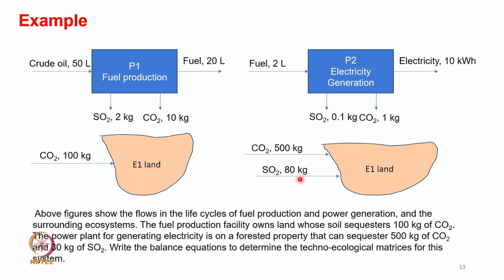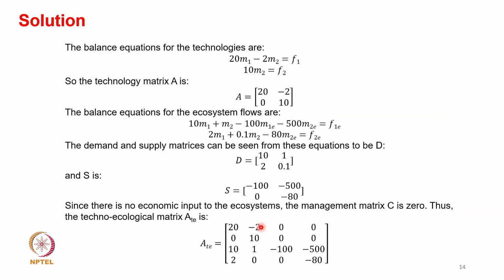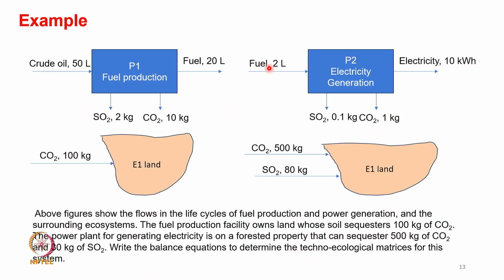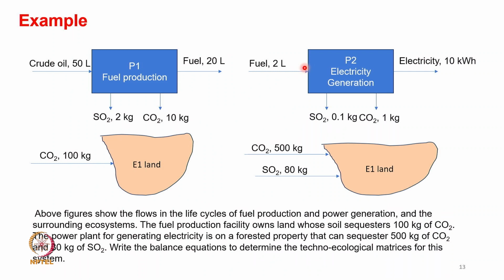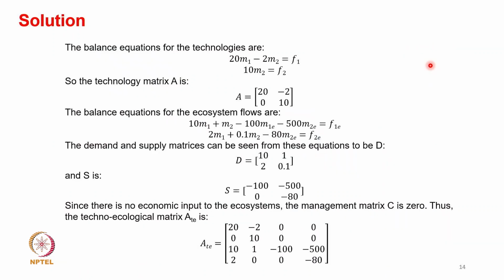So now how to write the balance equations for this entire system. Let's proceed in similar lines. The balance equations for only technology would be 20 m1 minus 2 m2 is equal to f1. Next, electricity is only output here, so 10 m2 is equal to f2. This would now aggregate together to form a matrix of 20, minus 2, 0, 10.